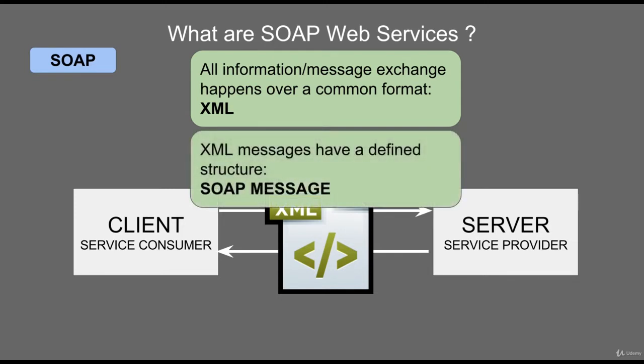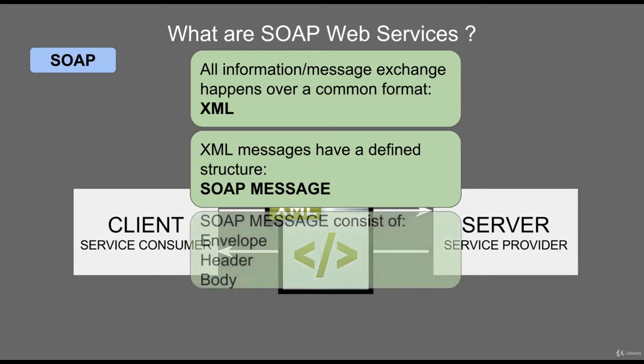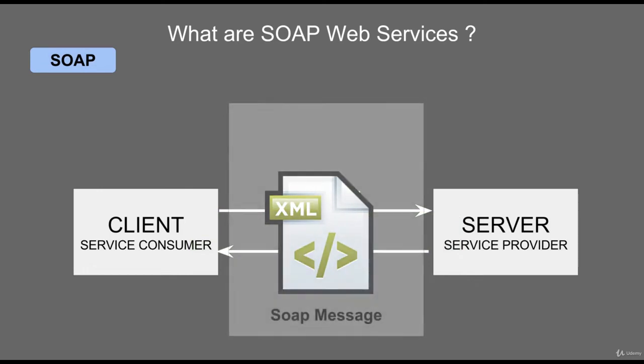And it also says that it cannot be a very simple XML document. The XML message has to be a SOAP message. And what we mean by a SOAP message is that the message should consist of a particular structure, and the structure is made up of an envelope, a header, and a body. So let us look into what exactly a SOAP message consists of.